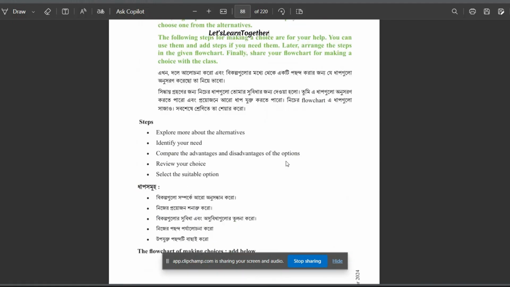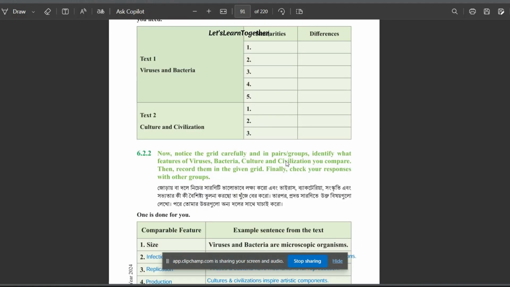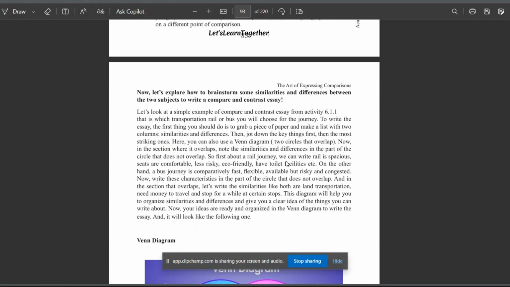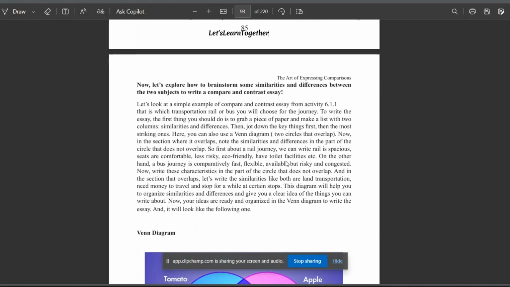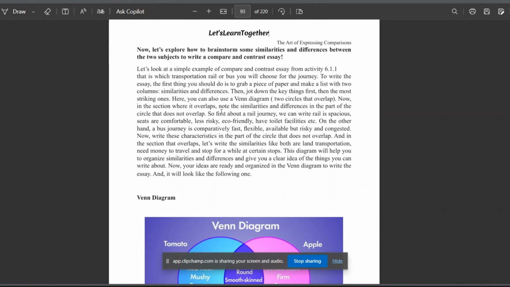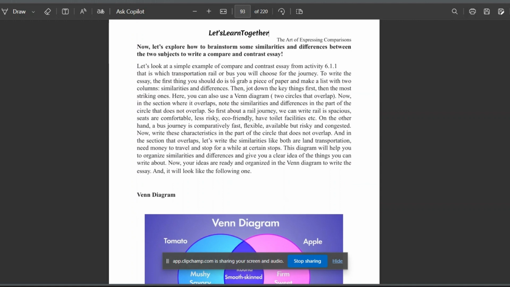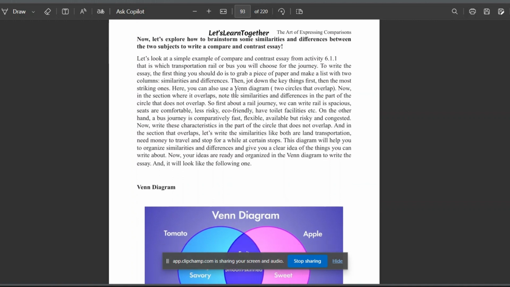So let's see what's next. In this passage, they have basically told you how you should start writing a compare and contrast essay. That means, whatever subjects you're going to choose, at first you can make a list of the similarities and differences, like in a graph.